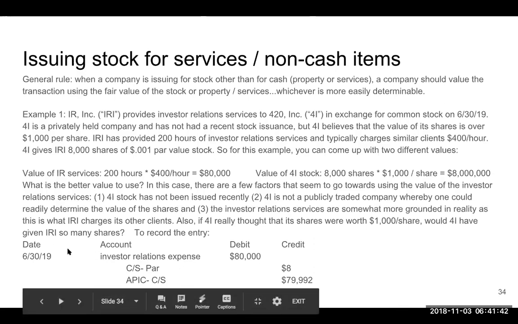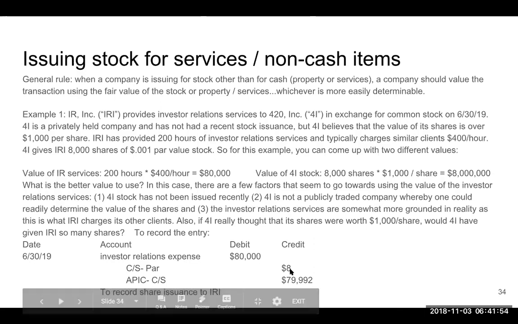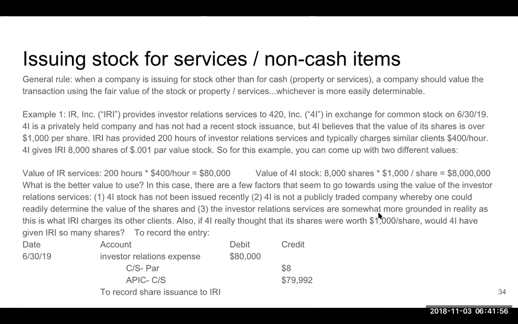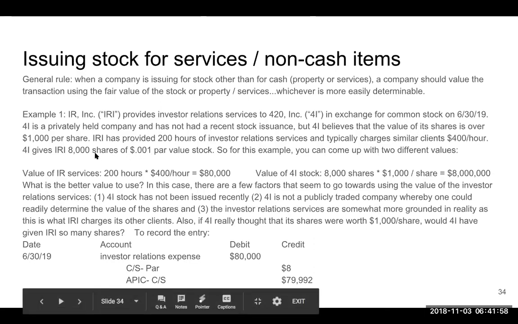So here we go. We're debiting investor relations expense for what we actually received. We debit common stock par. Now remember, for common stock at par, we're taking the number of shares being issued, which is going to be 8,000 shares times 0.001, and we get 8.